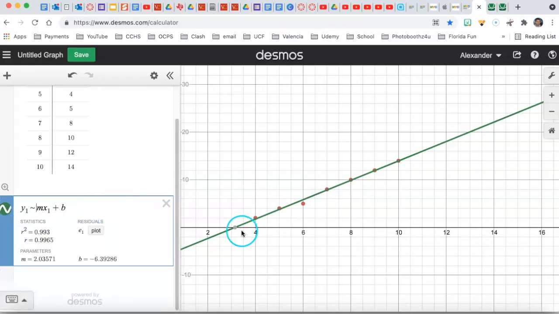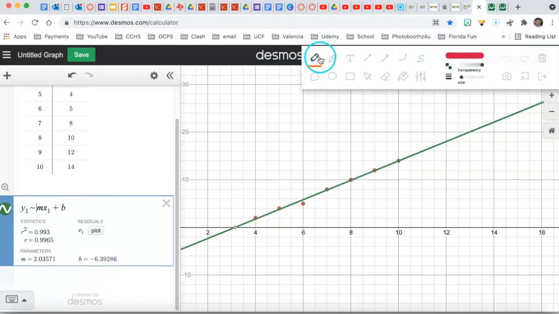Once I do that, now Desmos gives me everything. Beautiful. So I have my equation, y equals mx plus b. The m is the slope, 2.03751. The b is the y-intercept, -6 point something. So let me write that down, because for the most part, that's the question they will ask you.